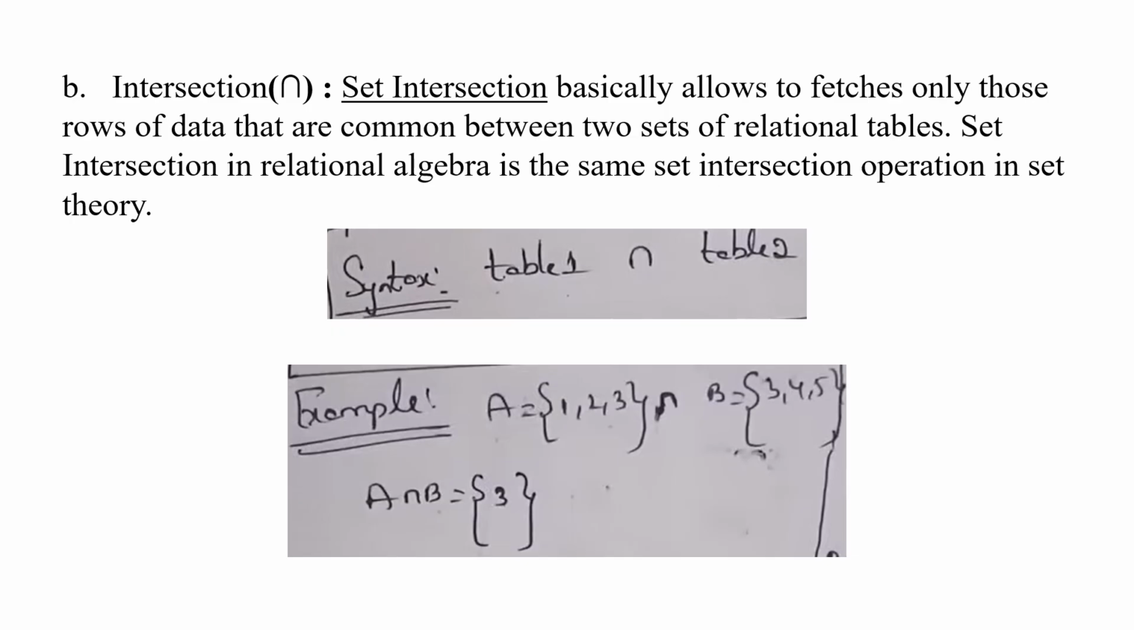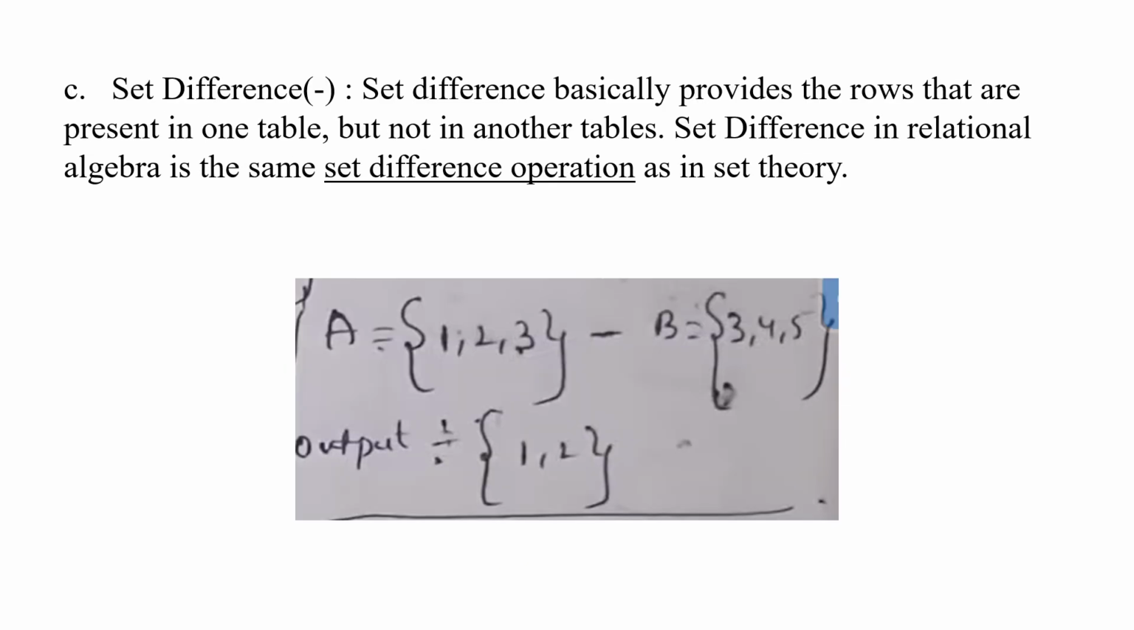The second one is the intersection operation. Set intersection allows you to fetch only rows of data that are common between the two sets of a relation table. The basic syntax is table 1 intersection table 2. Now let us consider the same two tables where A has 1, 2, 3 and B has 3, 4, 5 values. While performing A intersection B, only the common value between the two tables is retrieved, that is 3. 3 is common, so it is retrieved while performing the intersection operation.